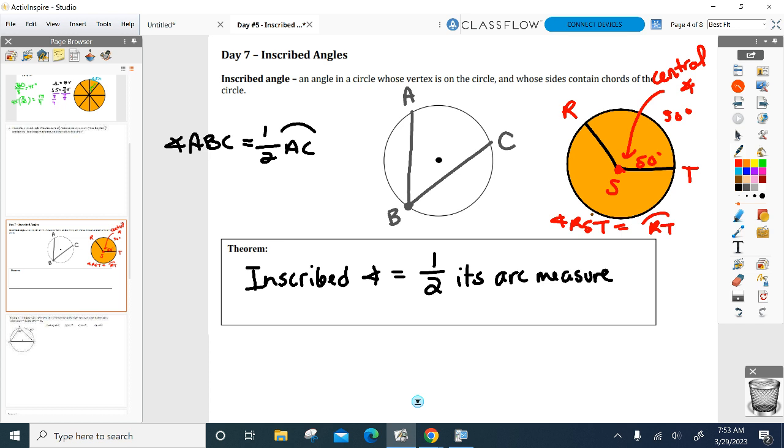So see the difference between inscribed versus central. Central, the vertex is on the center. Inscribed, it's somewhere on the circle. All good? All right, let's do some examples. Get your calcs ready.